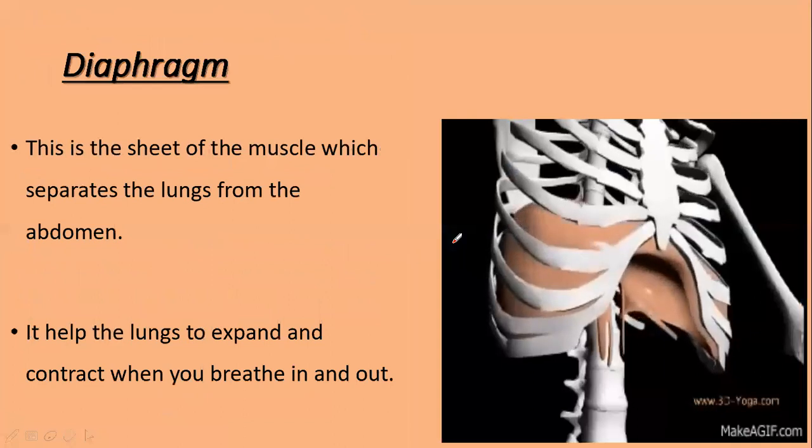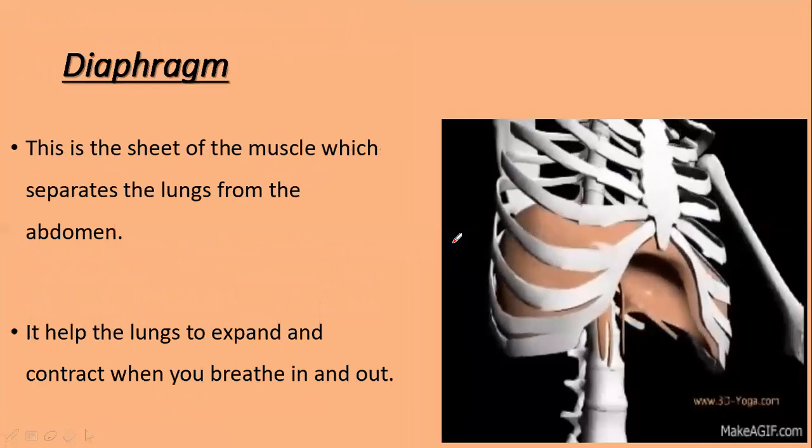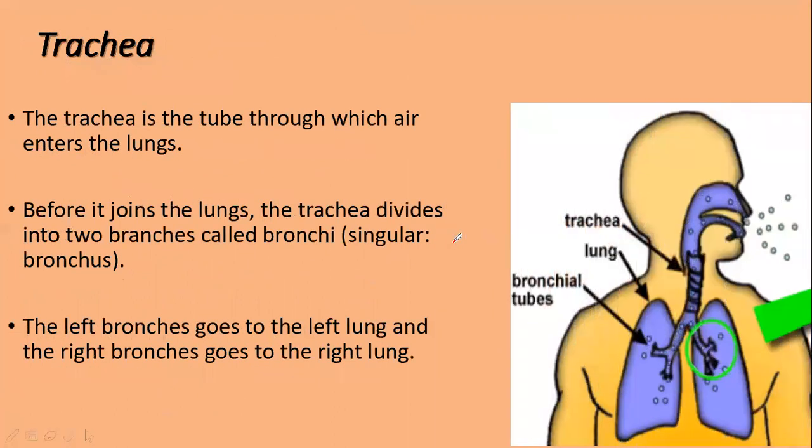When you study the diaphragm, this is the sheet of muscles which separates the lungs from the abdomen. It helps the lungs to expand and contract when you breathe in and out. Trachea. The trachea is the tube through which air enters the lungs. Before it joins the lungs, the trachea divides into two branches called bronchi, singular bronchus. The left bronchus goes to the left lung and the right bronchus goes to the right lung.